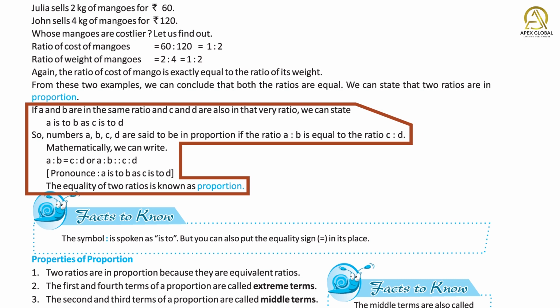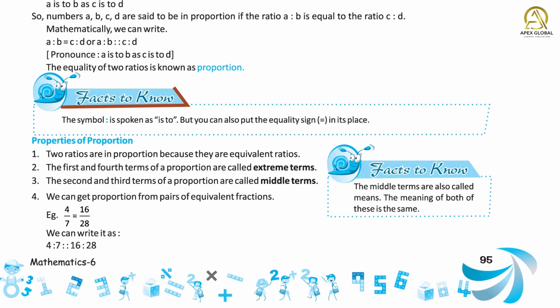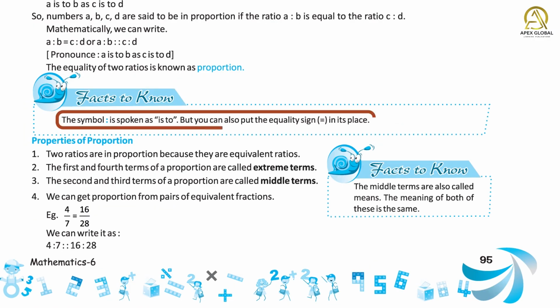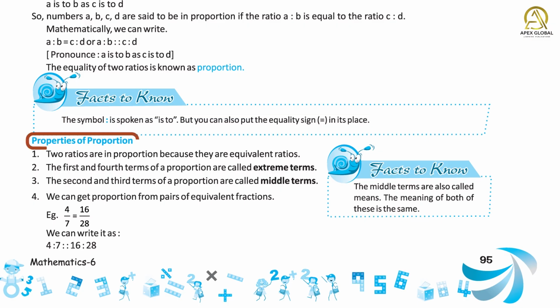Mathematically, we can write A ratio B equals C ratio D. Pronounced: A is to B as C is to D. The equality of two ratios is known as proportion. Facts to know. The symbol is spoken as 'is to', but you can also put the equality sign in its place. Properties of proportion. 1.